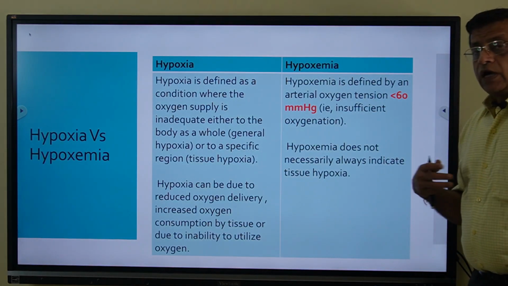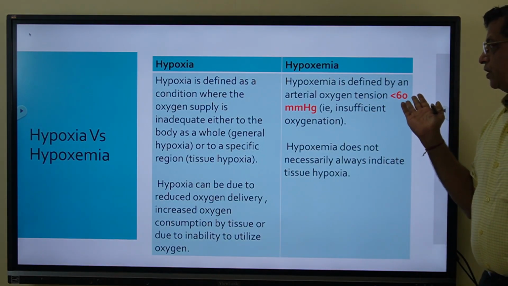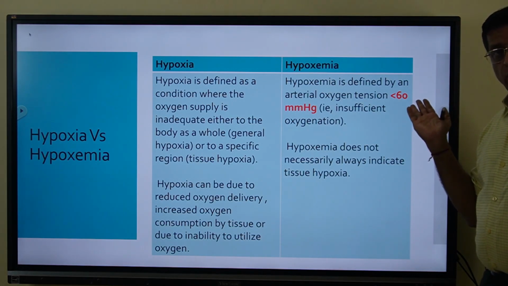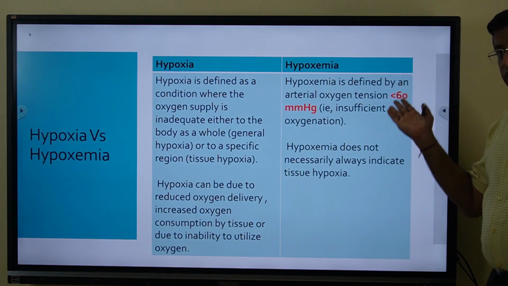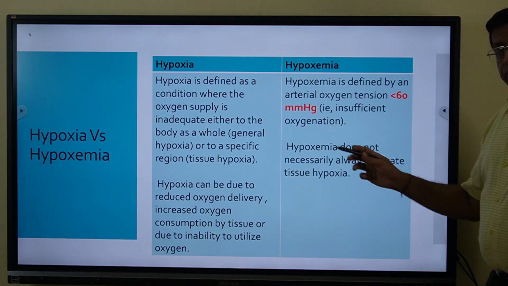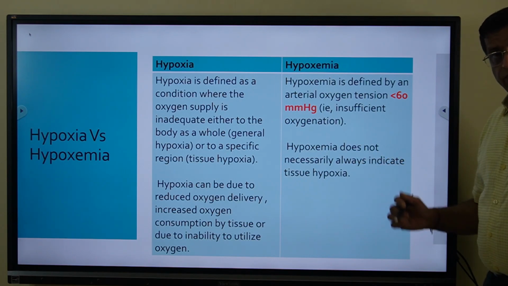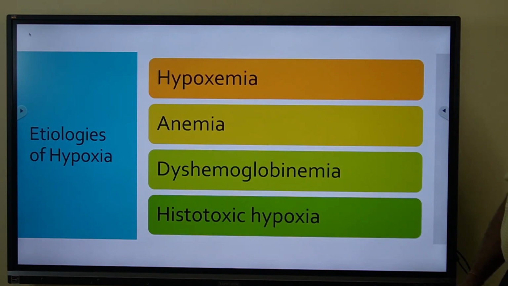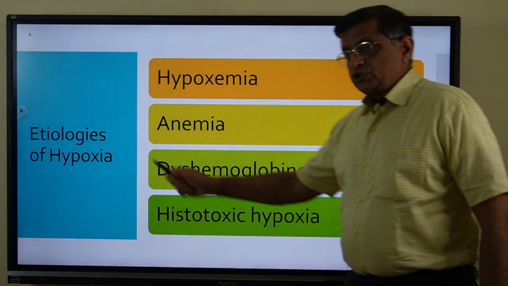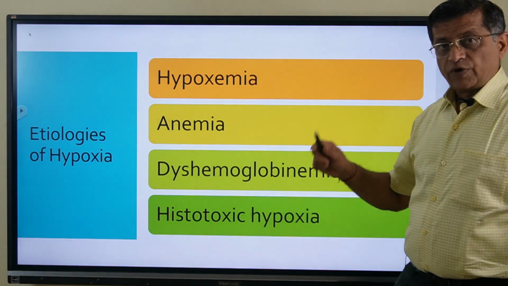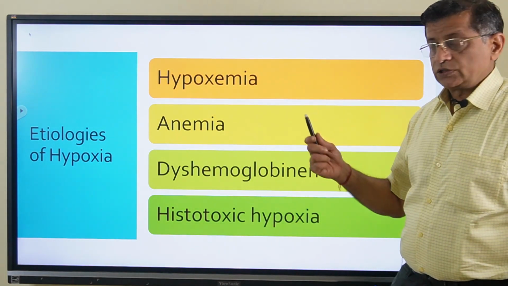While hypoxemia is defined as an arterial oxygen tension less than 60, or PaO2 less than 60. So this is very easily measurable. Hypoxemia does not necessarily always indicate tissue hypoxia. While hypoxemia remains the topmost cause of hypoxia, there could be other causes.